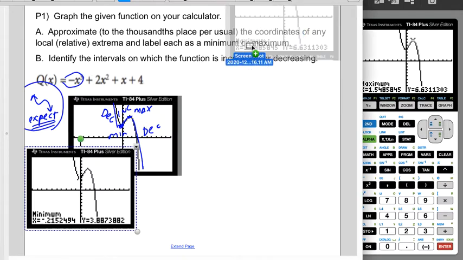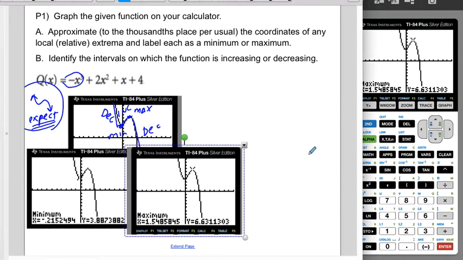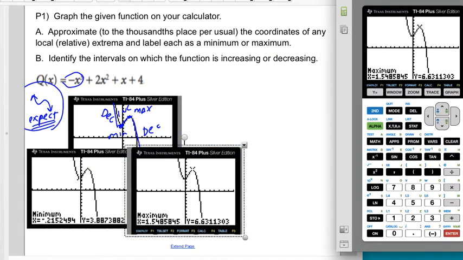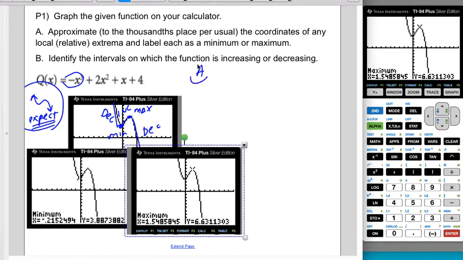So I have my min, I have my max, right? And so now I can pretty much answer all of the questions from that set of information, right? So here's what I get for A. I know that there is a local min at approximately, and then we can go ahead and find the local min coordinates. It's this: negative 0.215, comma 3.887. That's the best we've got.